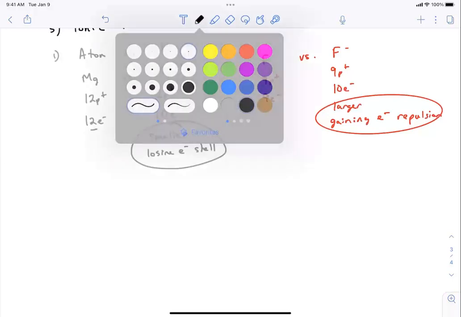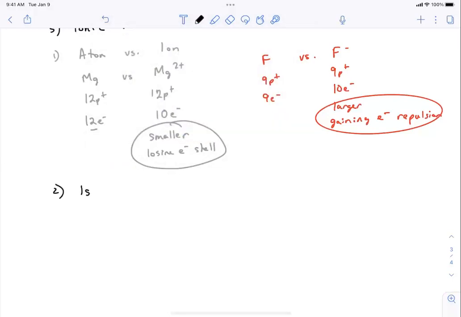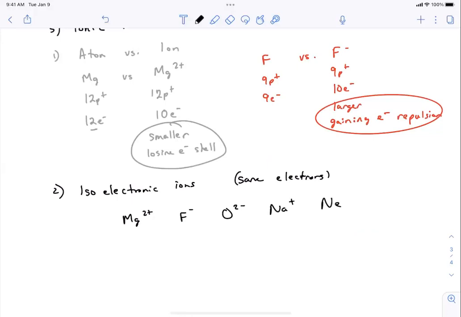The second one is isoelectronic ions. If you remember from root terms, iso means same. Electron means electron. So isoelectronic means you have the same electrons as each other. So what does this mean? Something like this: Mg2+, F-, O2-, Na+, and Ne.